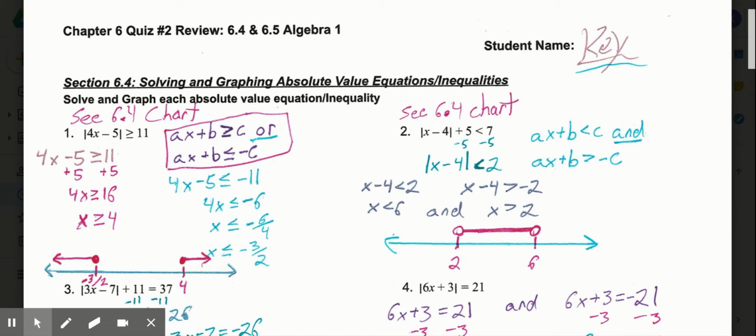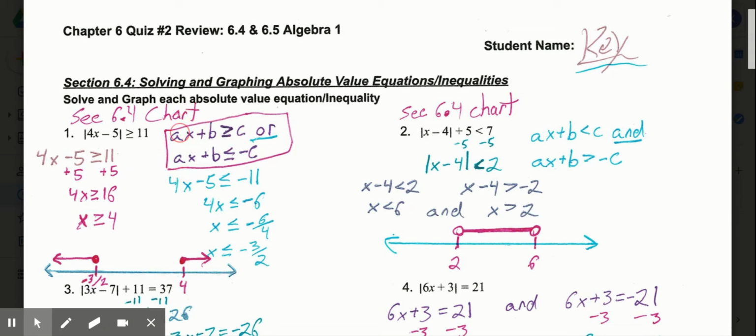Now, the directions say solve and graph each absolute value equation / inequality. But all I'm concerned about you graphing are any of the inequalities, not the equations. So if we do have any inequalities like numbers 1 and 2 with our inequality symbols, you would want to refer to the chart in 6.4 in the notes. That chart, also located in your book for 6.4, tells you the two different setups depending on the inequality symbol. So in number 1, we have a greater than or equal to symbol. So we are going to use these two setups.